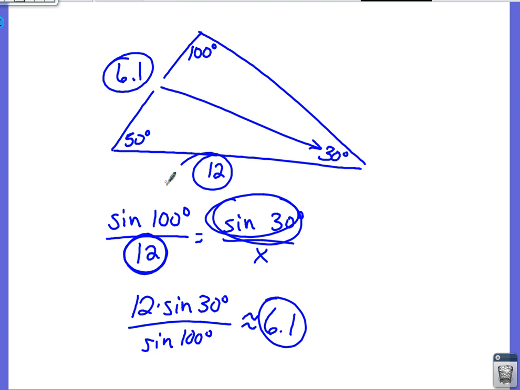Question: now that I have 12 and 6.1, can I use the Pythagorean theorem to find the other side? No. Don't even think about it. This is not a right triangle. You can only use the Pythagorean theorem if you're dealing with right triangles. How can I find the other side? Law of sines again. You can do the sine of 100 over 12 equals the sine of 50 over x, and that would give you that other missing side. Okay, another law of sines problem.